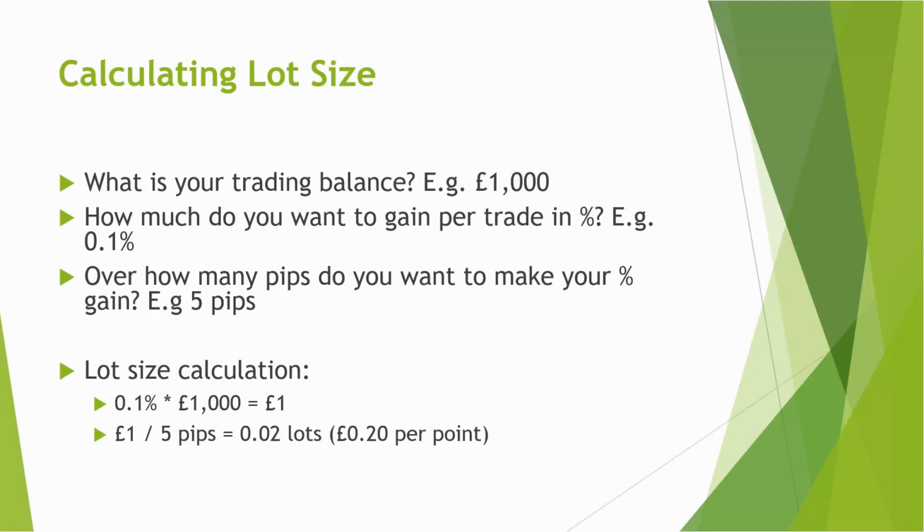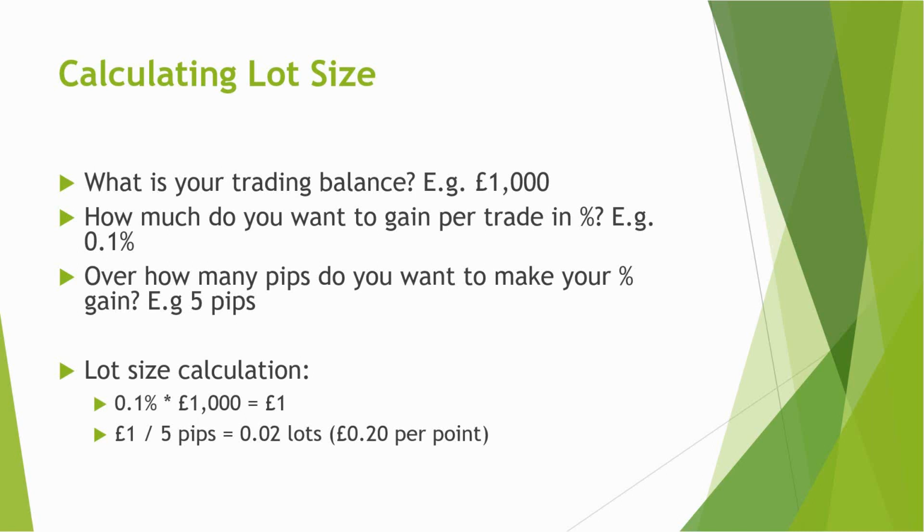So, calculating the actual lot size that you're going to be trading. This is going back to setting your percentage gain. There's a few questions that you have to answer when you're trading the system, and then you plug these answers into the EA. So the first thing is, what is your trading balance? In this example, let's call it £1,000, and £1,000 is the demo account it's trading on at the moment. So all these answers here are what I'm currently trading.